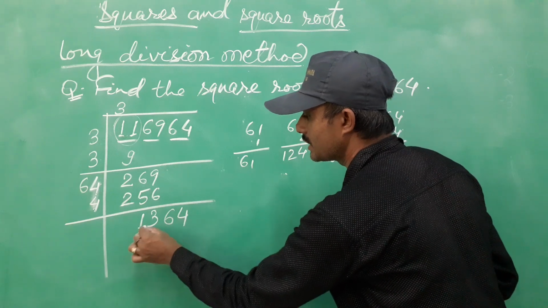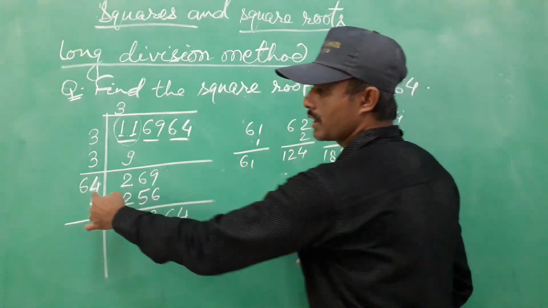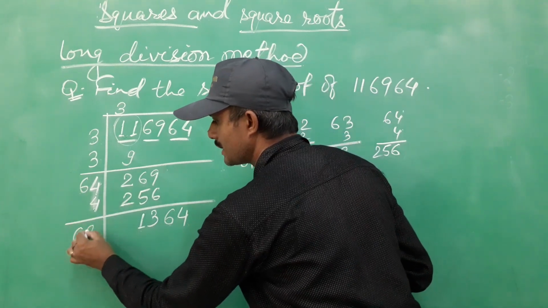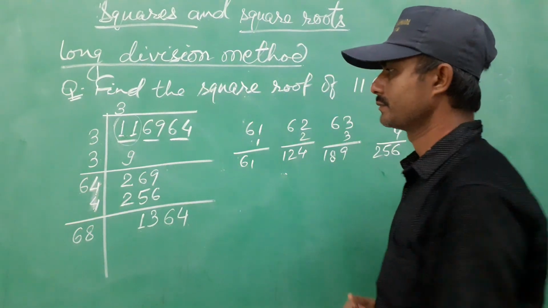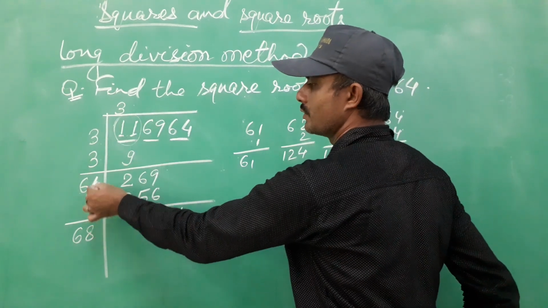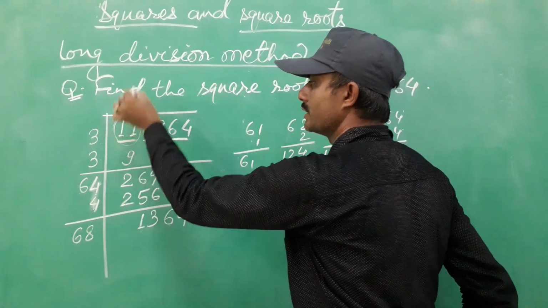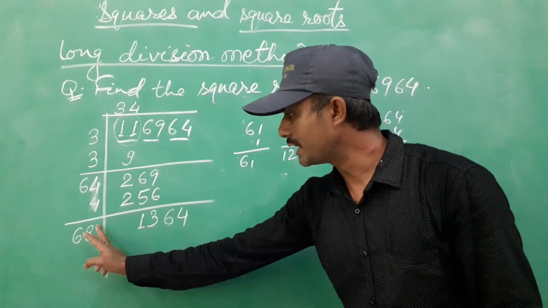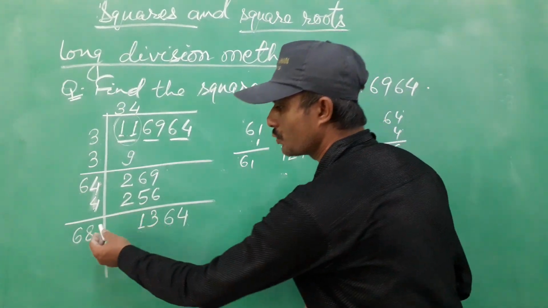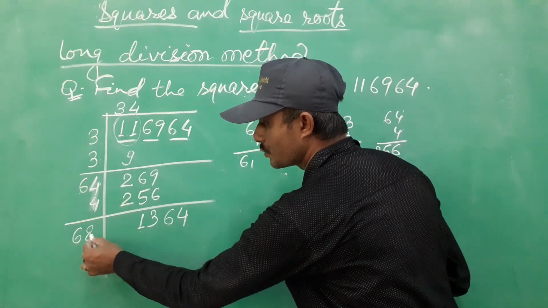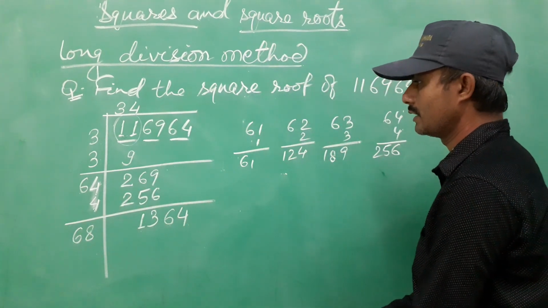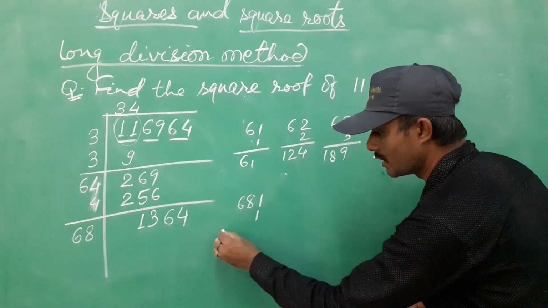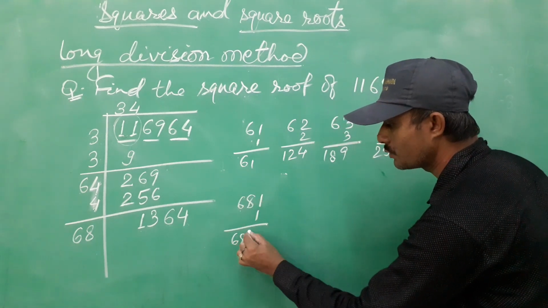This is 1364. And here what we have to do? Add 64 plus 4, 68. What is the next digit? With 4, with the help of 4 we are doing the division. Next again, use the new digit. If we are using 1, then 681 times 1. 68, if you are using 1, 1 times. Just look, this is 681.